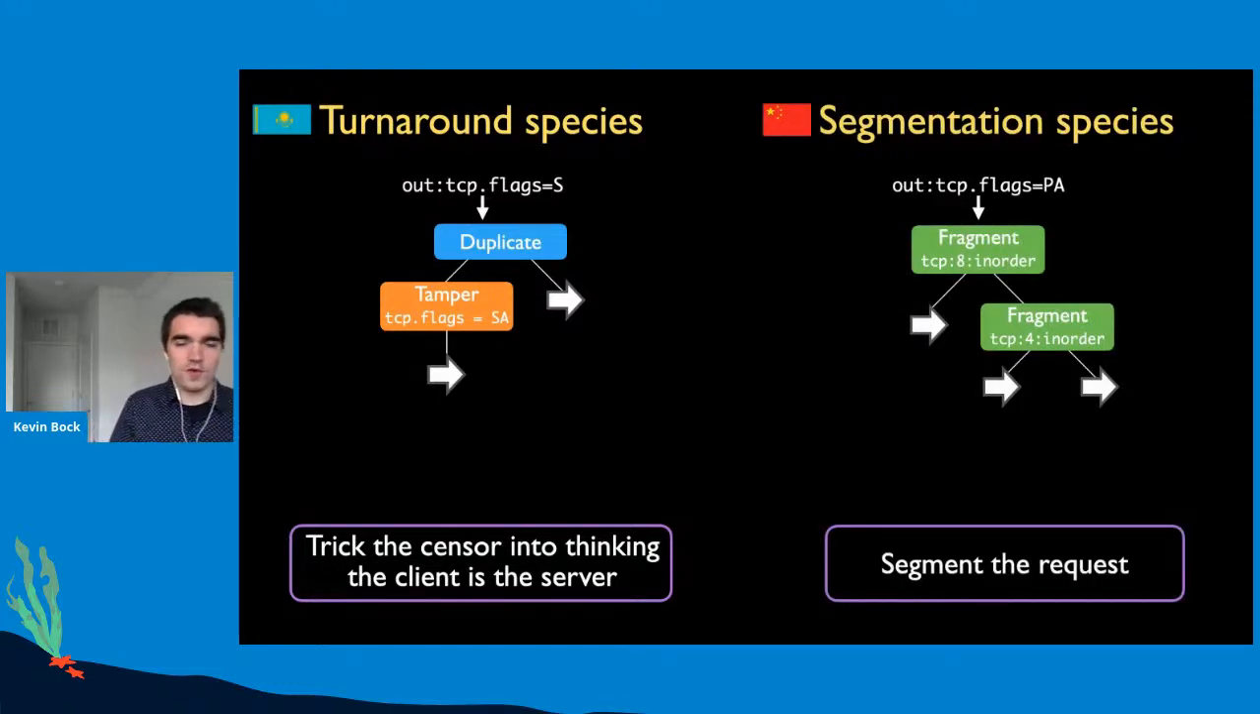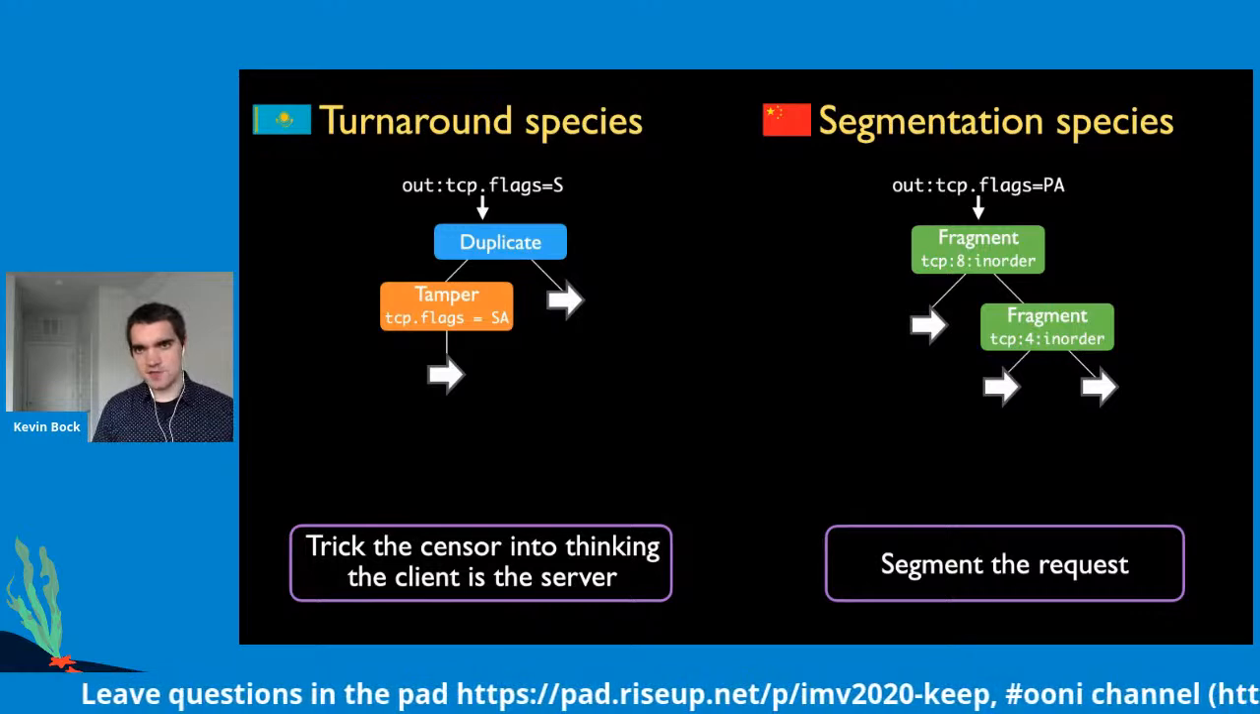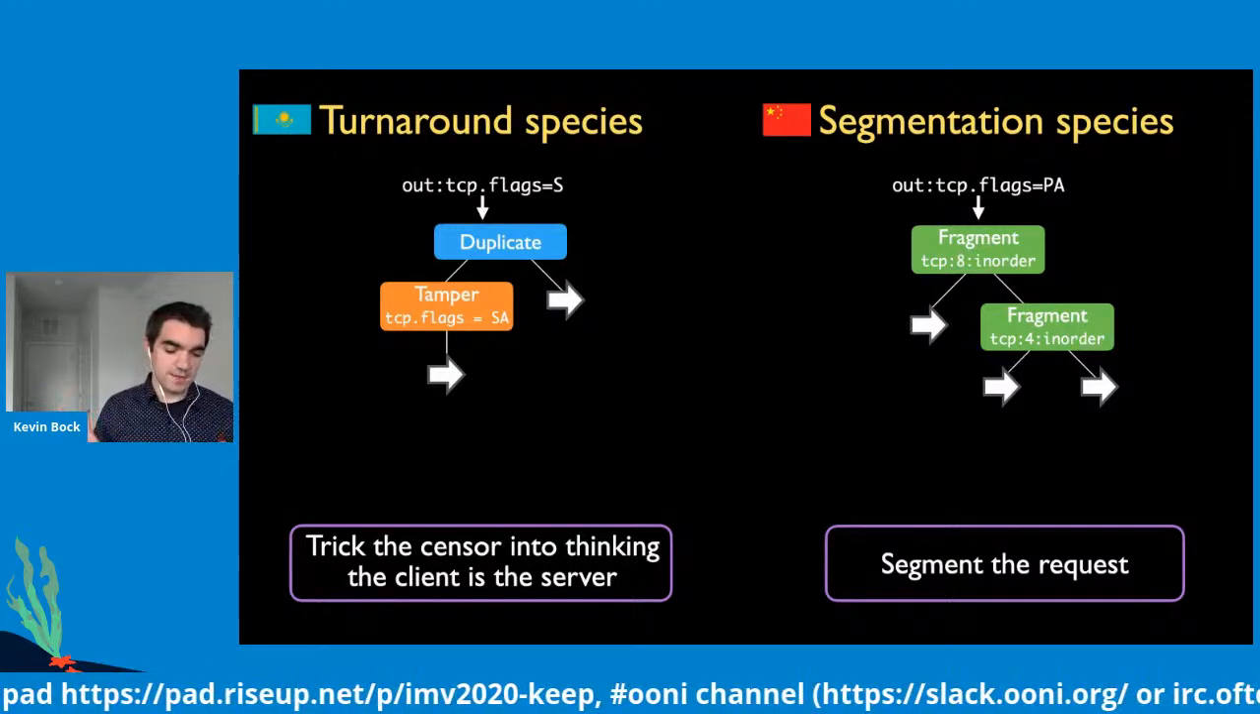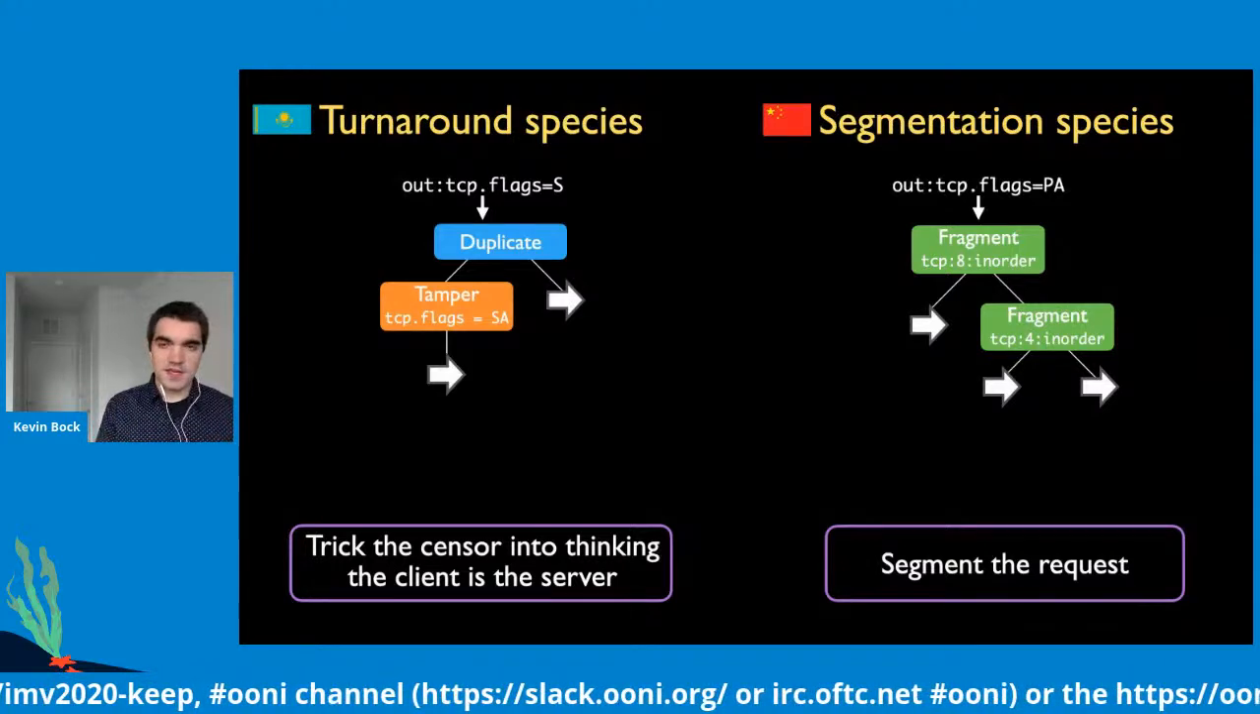Another fun one we got to explore, we call a segmentation species. Basically, you take the outbound push-ACK packet. This is something that still works today in China. You fragment it twice at the TCP layer. This is segmentation, once at index 8, and then again at index 4. This performs two segmentations. When we first saw this, we thought it was very strange that this should work, because the Great Firewall for a long time, the last 8 or 9 years, has had the capacity to reassemble TCP segments, and people thought its capacity was flawless.